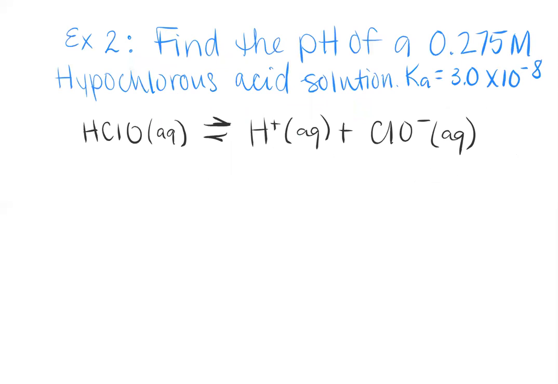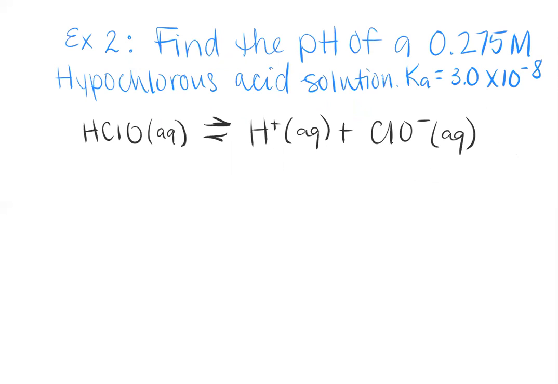All right, example 2. Find the pH of a 0.275 molar hypochlorous acid solution. Ka is given to you as 3.0 times 10 to the negative 8. This is exactly the same as the previous example. We're given a different acid and a different Ka. We go about solving in the exact same way. I want to walk you through the setup of this one.